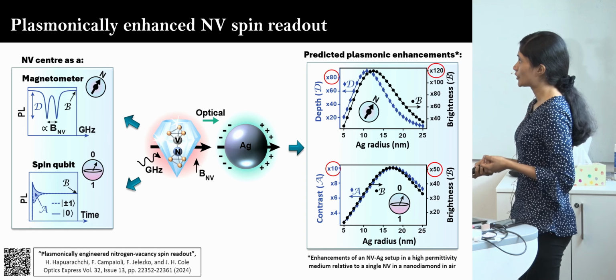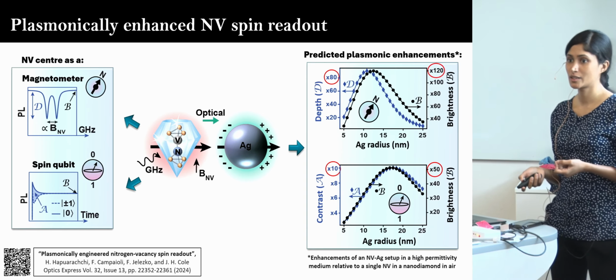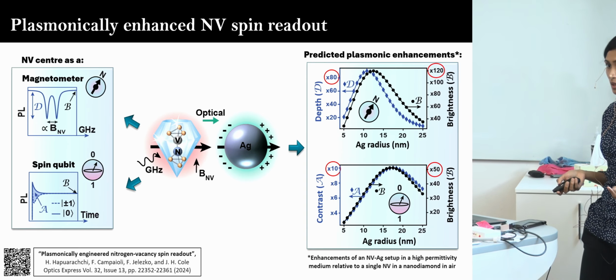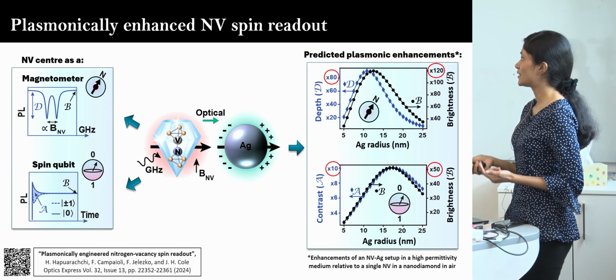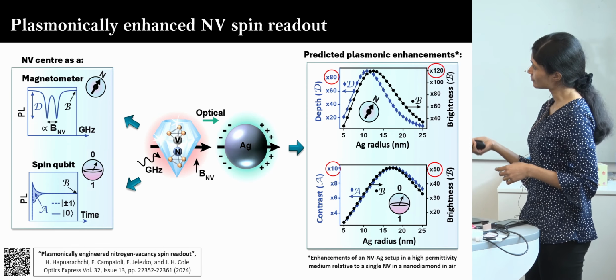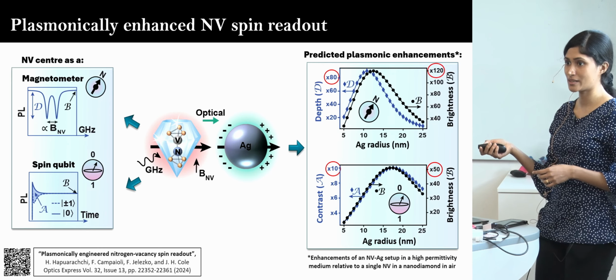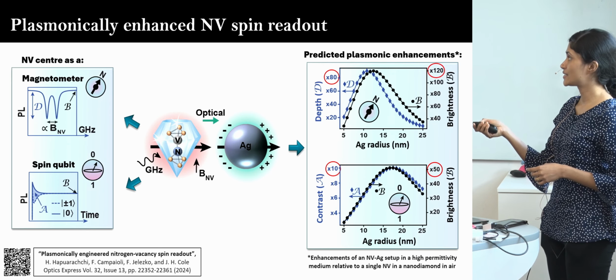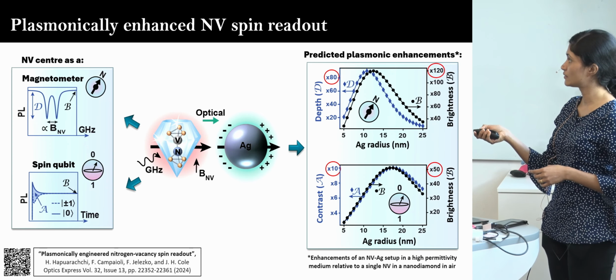And then we wanted to see how a plasmonic particle could potentially help to enhance the spin readout of NV centers. And here are some sample results. Perhaps on the top left, you see a bit of a familiar signal. So this is the magnetometry or ODMR signal for NV centers.